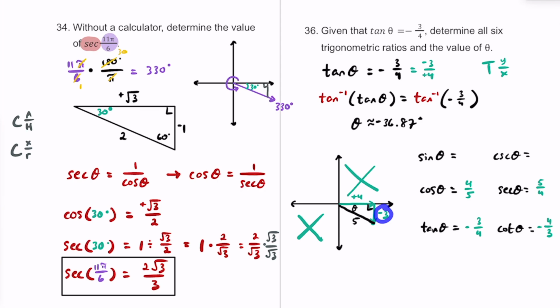So the y value is negative 3. The r value or the hypotenuse here is 5. So I'm going to say it's going to be negative 3/5. So cosecant of theta is going to be negative 5/3, just the reciprocal.